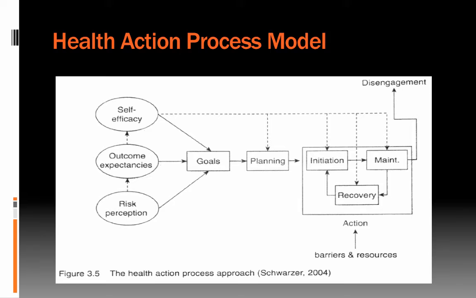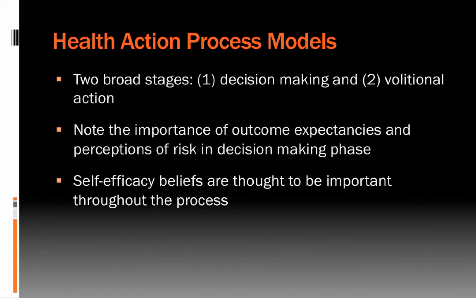Hopefully people leave this process with disengagement, ideally because the process has been successfully completed, but could also leave the process because they are discouraged and have given up on the behavior change. So as I mentioned, the two broad stages of decision-making and volitional action, you notice the importance of outcome expectancies and perceptions of risk in the decision-making phase, but then the model predicts that self-efficacy beliefs are really important throughout the process, that at every single stage people need to have high self-efficacy or increase their self-efficacy in order to be most successful.